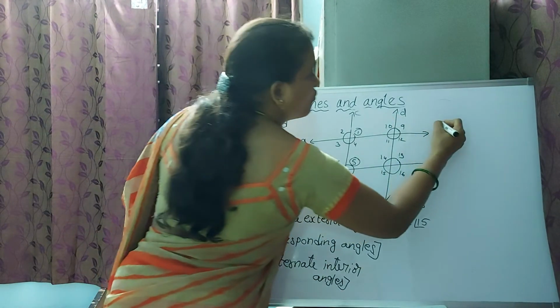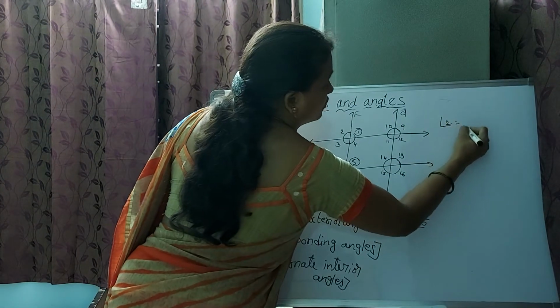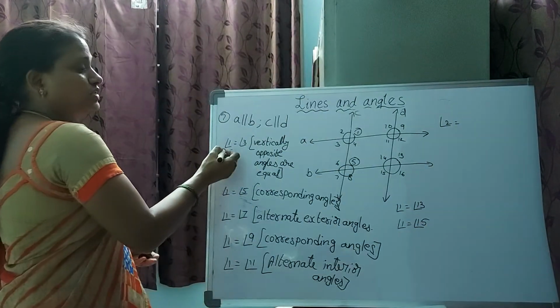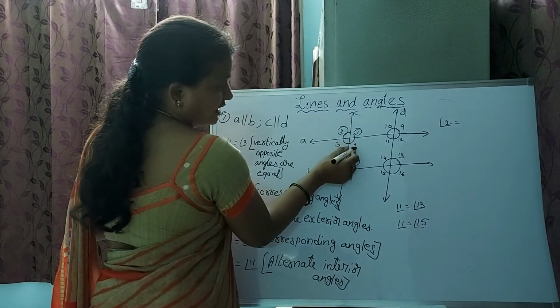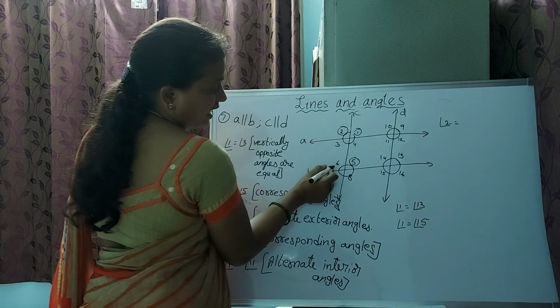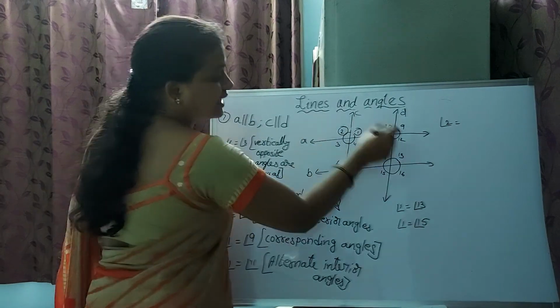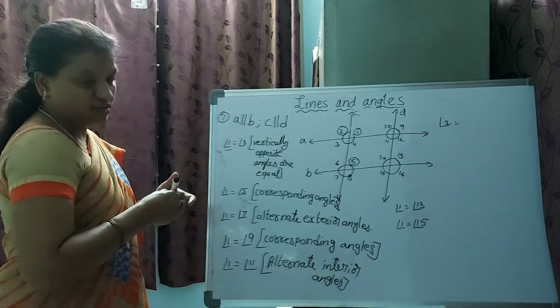You do it as homework for angle 2. Which angles are equal to angle 2? Angle 2 is equal to angle 4, vertically opposite angles. Angle 2 is equal to angle 6, corresponding angles, like that. You write like this. Okay? Thank you.